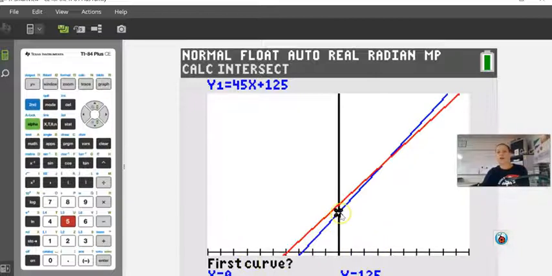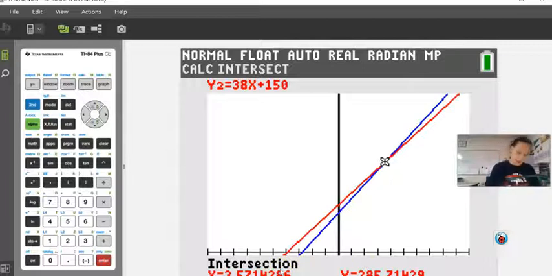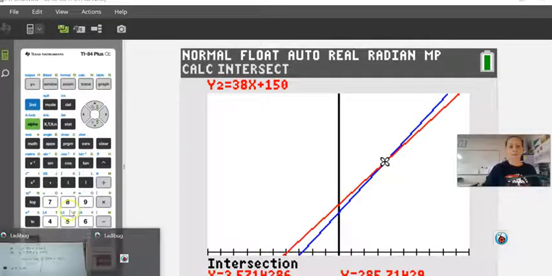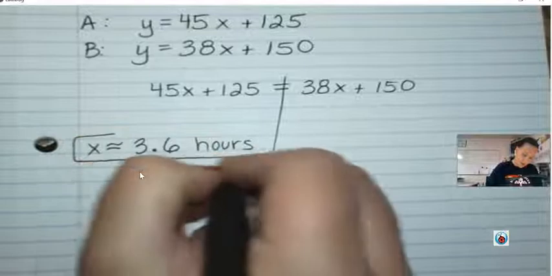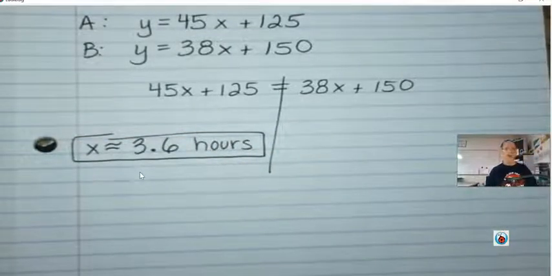You need to tell your calculator that yes, this is the first curve, the first line. Hit enter. Now the cursor is on the other line. Hit enter. Now move your cursor to where you're guessing the intersection is. Hit enter, and now it will give you the actual answer. The x value, rounding to the nearest tenth, says 3.57 and so on, so that's approximately 3.6 hours. At 3.6 hours, they're going to charge the same amount of money.